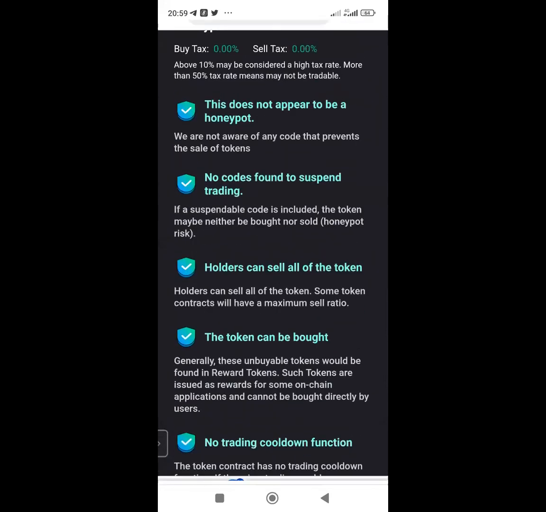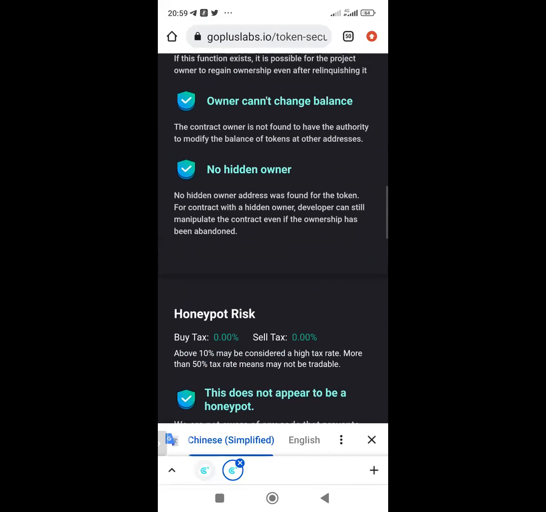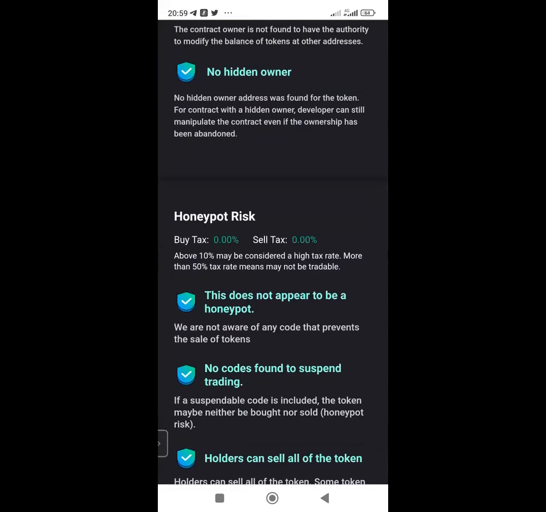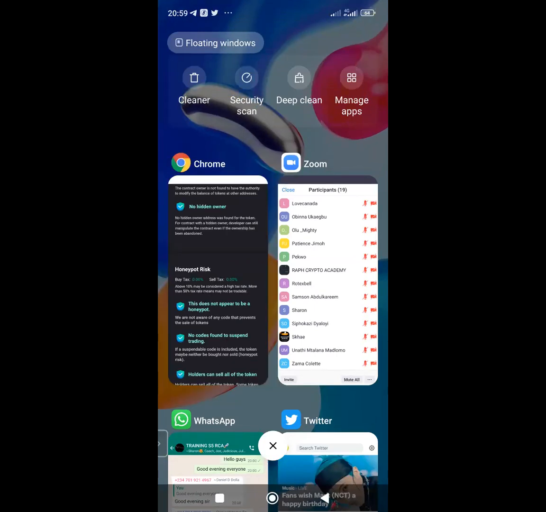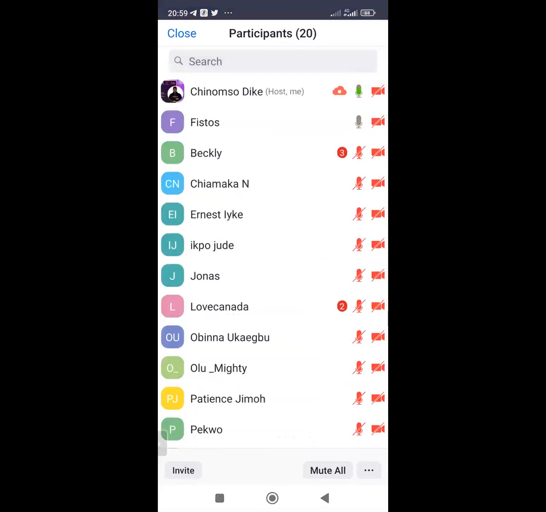Then your research doesn't end here. My dear, this name reminds me of a lot of times we buy a coin and cannot sell it back. Honeypot, that's what they call it. You know what honeypot is, right? Who has had a honeypot before?